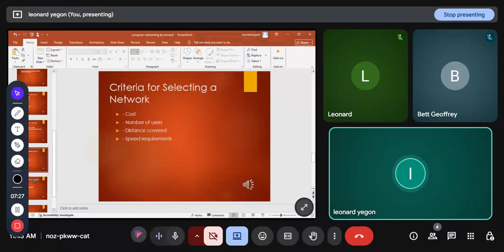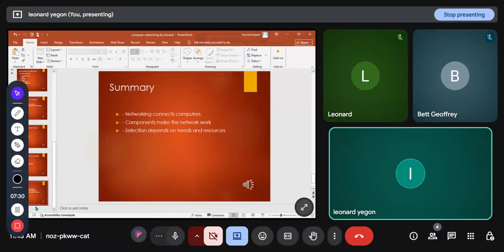Now, let us see the summary of today's lesson. Today, we have learned about networking, which connects computers. Now, the gadgets we are using for today's class, for you to access this class, I know that you have obtained a certain network so that you can access and use your gadgets. So there is a network you are supposed to connect to so that you can access it.